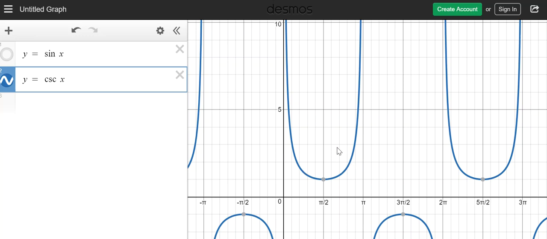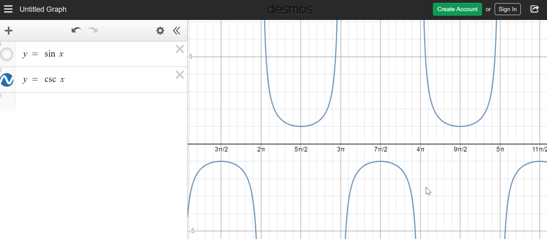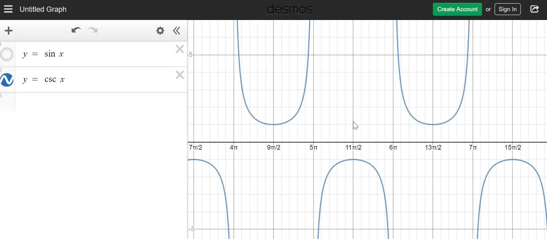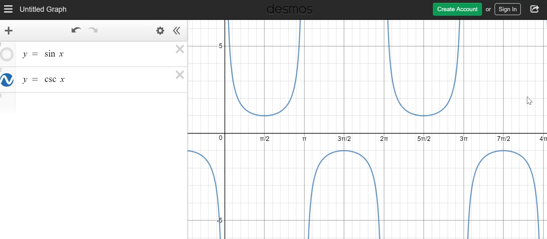And if you notice where it never exists, it doesn't exist at 0, at pi, at 2 pi, 3 pi, 4 pi, 5 pi, 6 pi, 7 pi. And hopefully you start seeing a pattern.